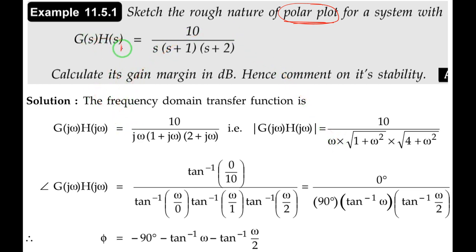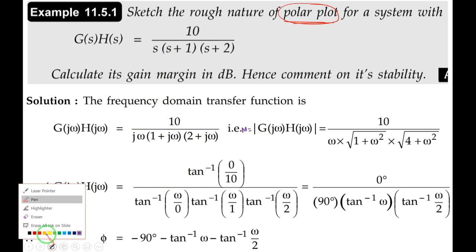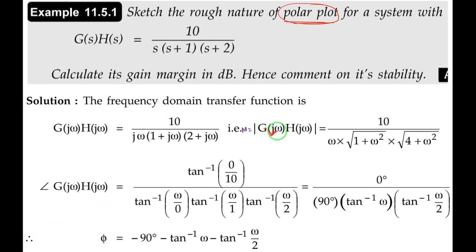G of s into H of s: replace s by j omega, G of j omega into H of j omega, 10 by... so s is j omega, right? You replace it, then first calculate the magnitude. So magnitude M is equal to magnitude of 10, which is 10, over magnitude of 0 plus j omega, under root of 0 square plus omega square, which is omega, then under root of 1 square plus omega square, then under root of 2 square plus omega square, 2 square is 4, right? This is magnitude M, over.